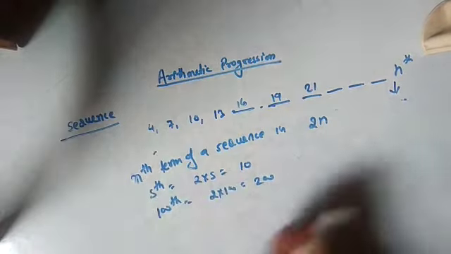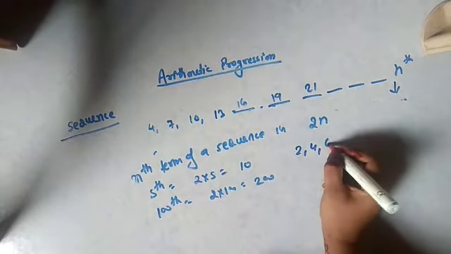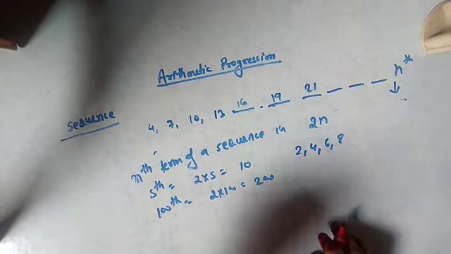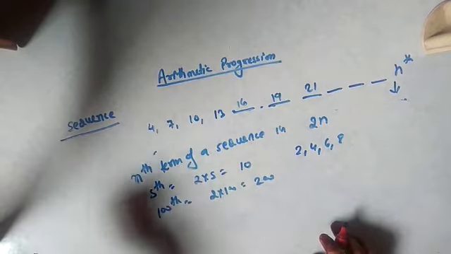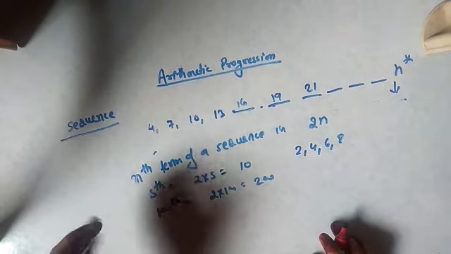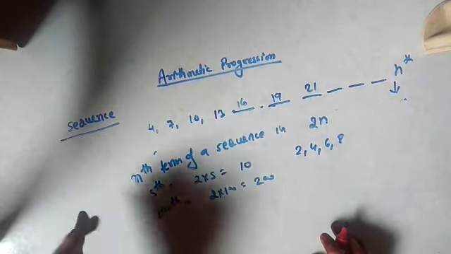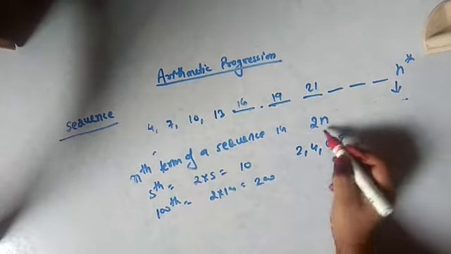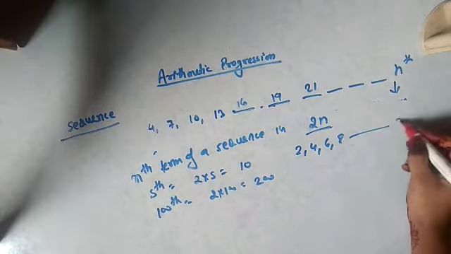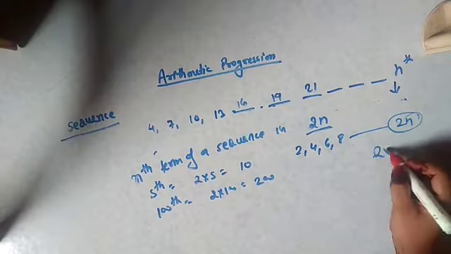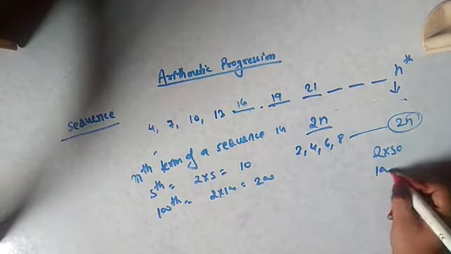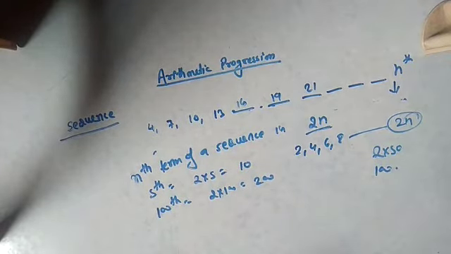If we start like 2, 4, 6, 8 and we ask you what will come at the 50th position, you will count and then it will take at least 5 to 10 minutes. But if you know the nth term of this sequence is 2n, you just put the value 50 in place of n, you will get 100. So I hope this nth term is clear to you.